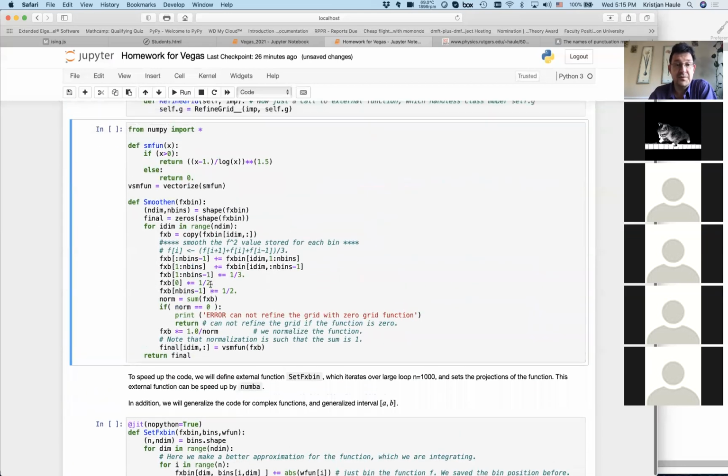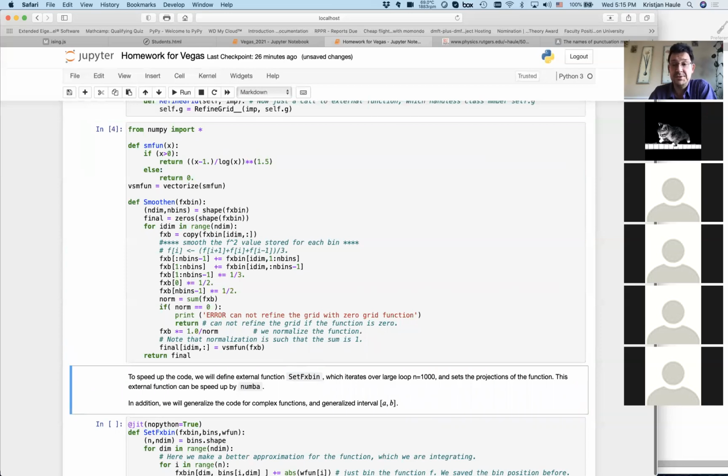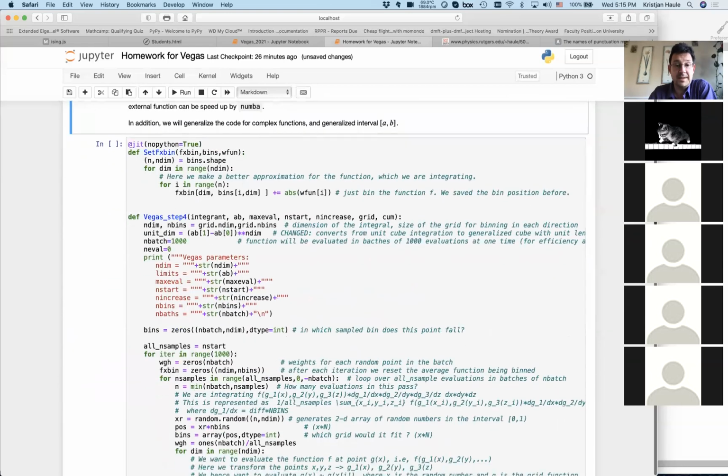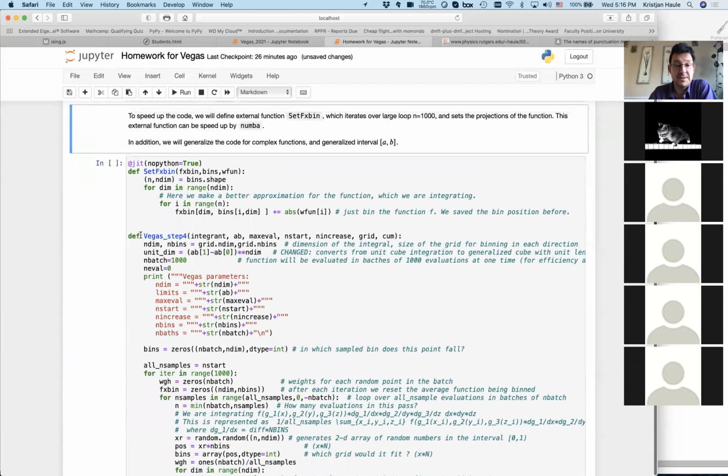Now, this smoothing of the function and all these things is identical to what we've done before. I just copied this to the new notebook, but I didn't change it, so I'm not going to discuss that. And then, okay, so what else did I do in Vega step 4?